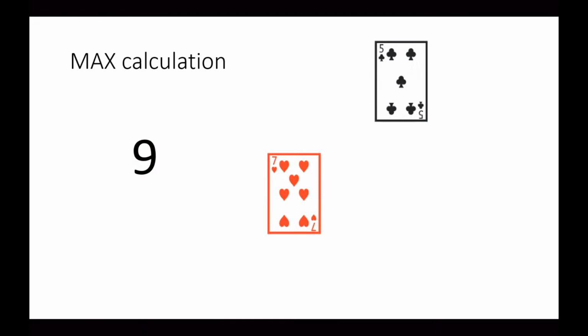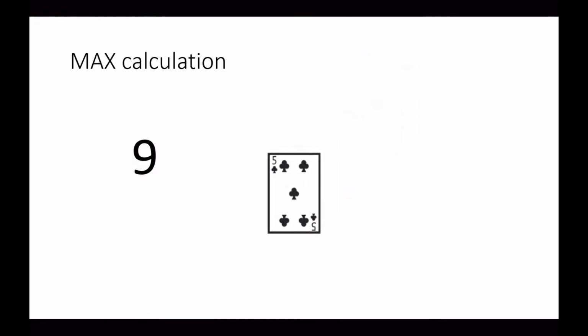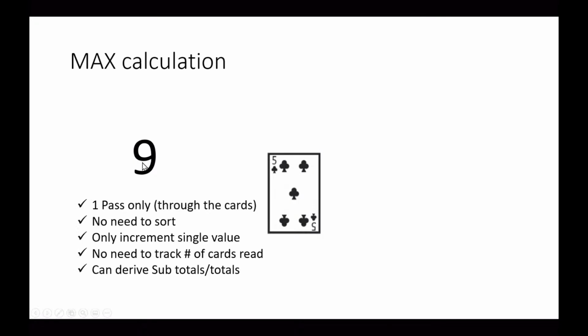Then we look at the fourth card. It's not higher, so we just throw it away. We look at the last card. It's not higher. We throw it away. So the characteristics are very similar to sum. We only need to perform one pass through the data. There's no need to sort. We could look at these values in any order. We only need to increment a single value in memory, so we're not using much memory to work through this process. We don't need to keep track of cards, and again, we can derive subtotals and totals, which is really useful.